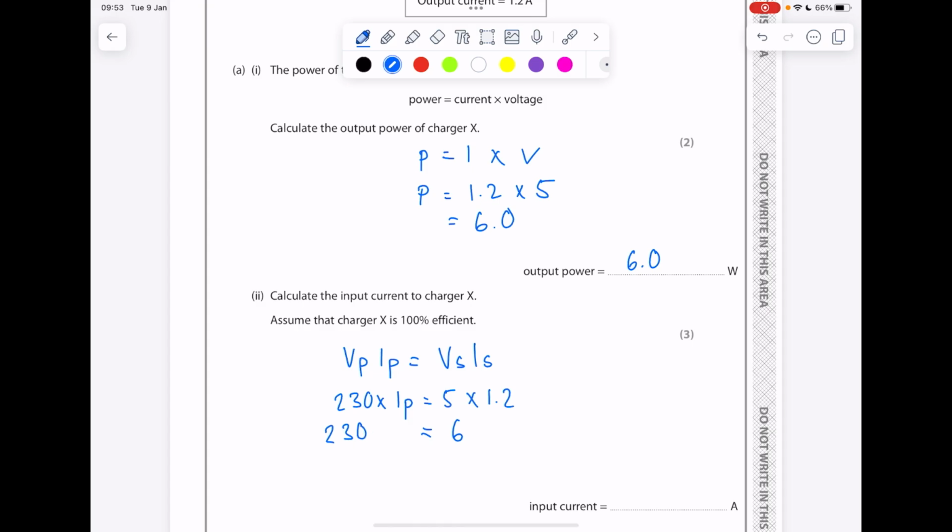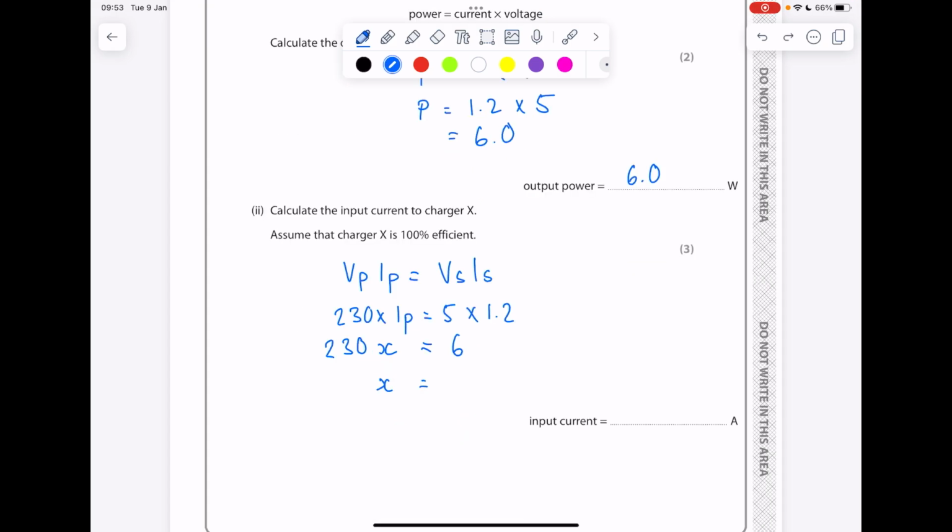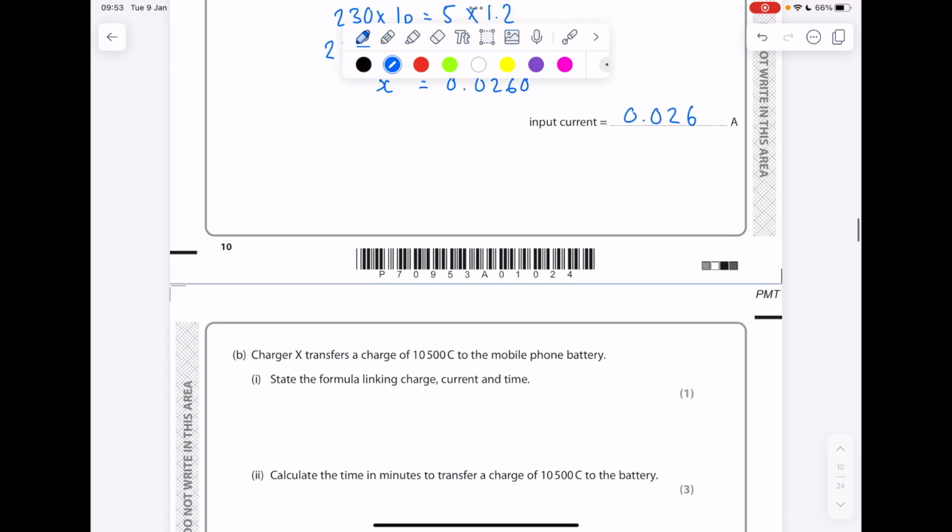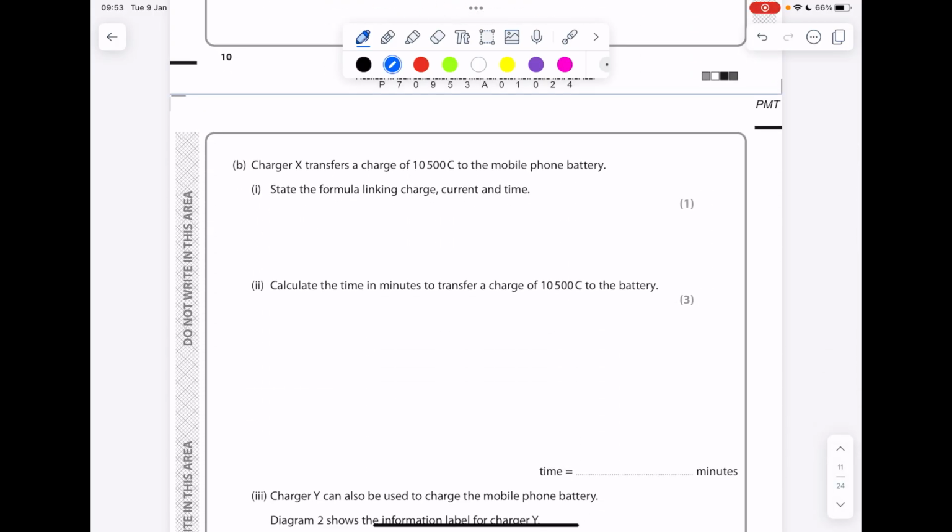So it's 230x or IP equals 6. Divide both sides by 230. So do 6 divided by 230 to get 0.0260. There's your final answer.